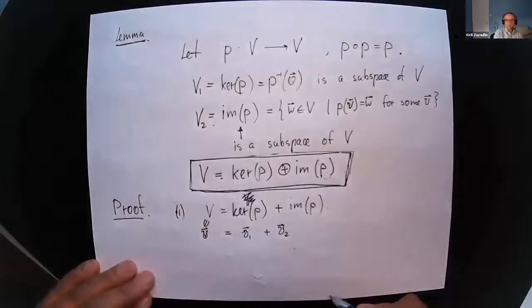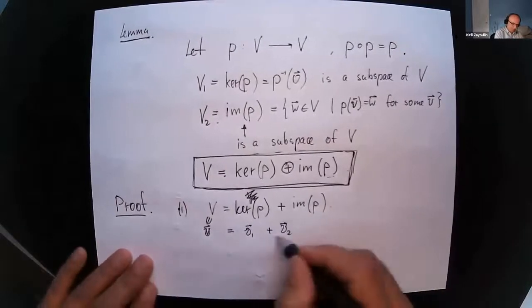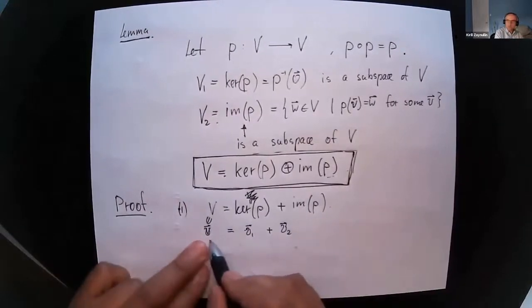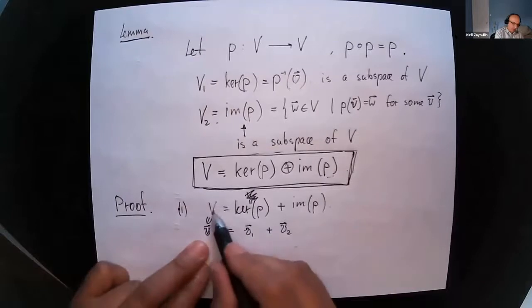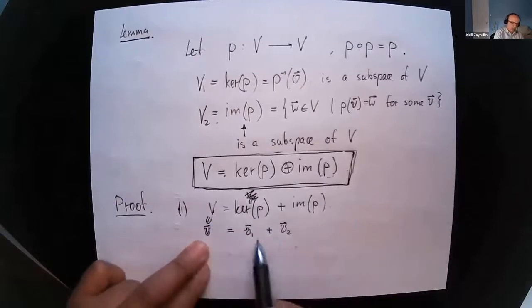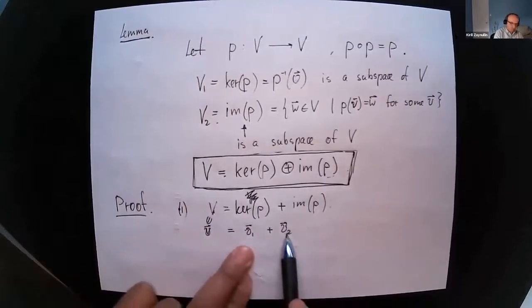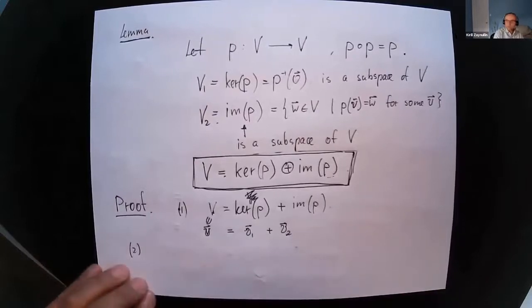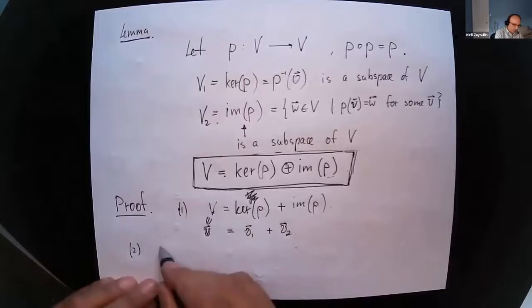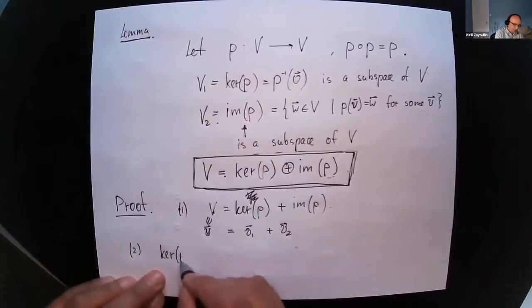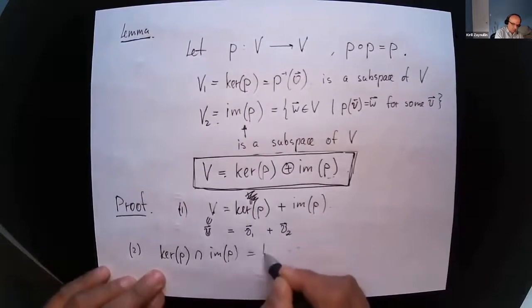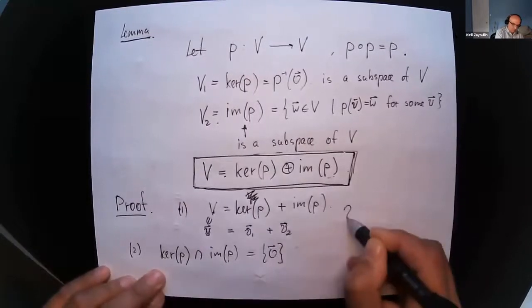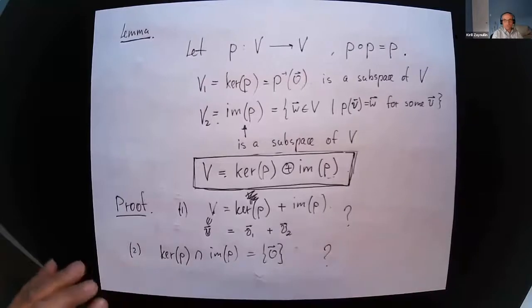So first we want to understand why any vector from our capital V can be expressed as a sum of vectors V1 and V2. And second, we need to understand why the kernel of P intersect with the image of P is 0. So these two things we would like to understand.